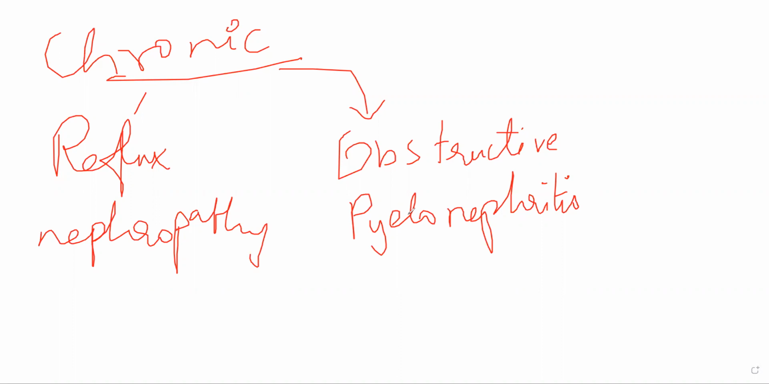Sometimes it can be an obstruction. So obstructive pyelonephritis can be due to various reasons. Maybe a calculus came, or whatever happened, there is a severe amount of inflammation, or whatever the reason is, there is an obstruction to the outflow of urine.